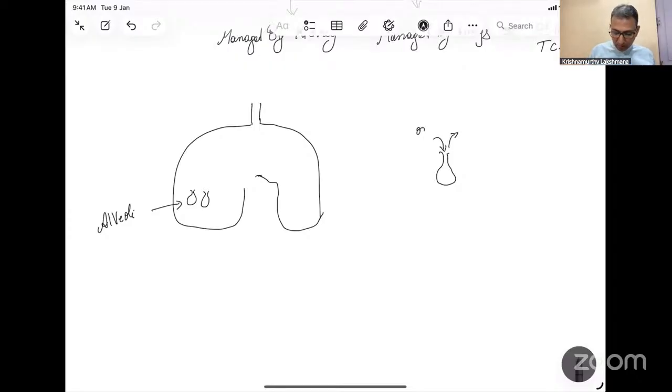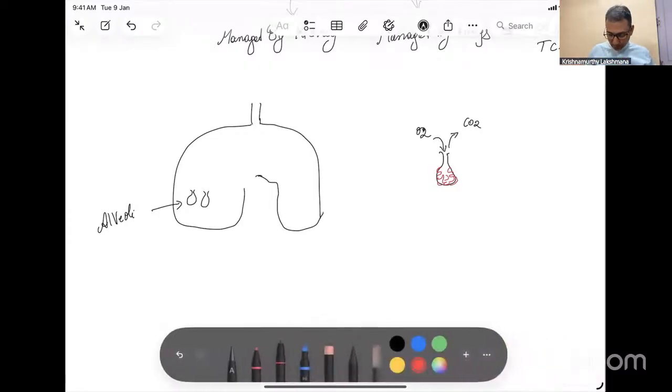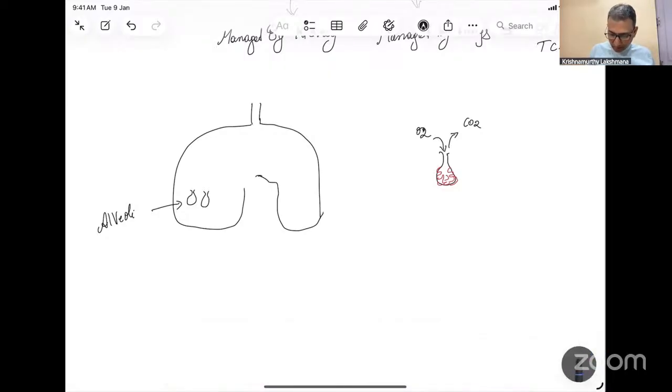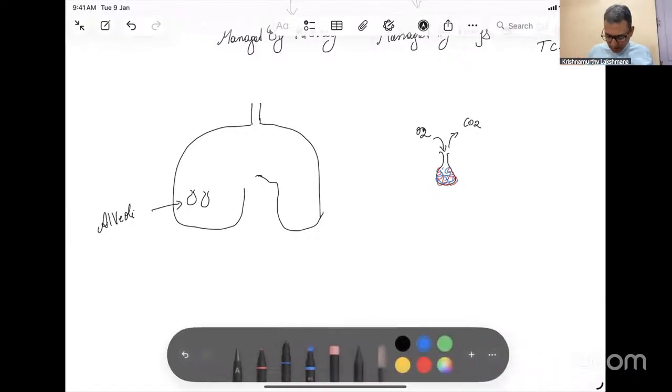Oxygen comes in and carbon dioxide goes out. And in that there are blood vessels which are circulating around the heart. There is a complex web of blood vessels, capillaries, where the blue lines show excess of carbon dioxide, and the red shows excess of oxygen. Now this is like a balloon.